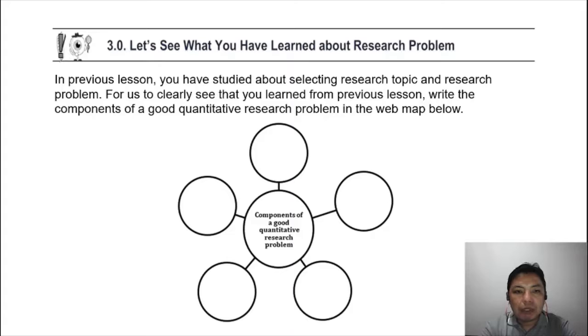So during our previous discussion, pinag-usapan natin yung tungkol sa pagpili ng inyong research topic at pag-formulate ng research problem. So in this activity, what you're going to be doing is you are going to be completing the web map. Okay, kukumpletohin nyo yung web map o yung tinatawag natin concept map. So what the concept map is asking is the components of a good quantitative research problem. So you're going to fill up the 5 spaces around the concept map or web map. You can pause this video, and when you're done with the activity, you can play it so we can proceed with the next part of our discussion.